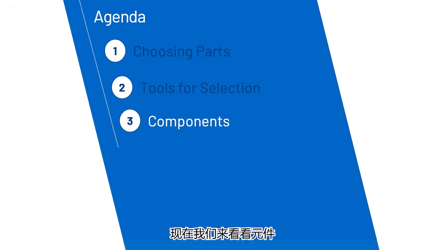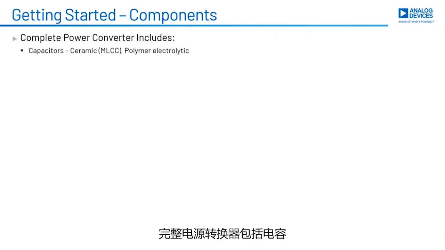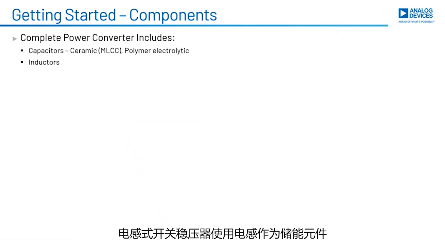Okay, so now we're going to look at components and talk a little bit about the components that go into a power converter. So a complete power converter includes capacitors, and those may be multi-layer ceramics or MLCCs or polymer electrolytic. Inductors, inductive switching regulators use an inductor as the energy storage element. There may be MOSFETs involved if you're doing a discrete design where you use a controller IC and everything else is separate.